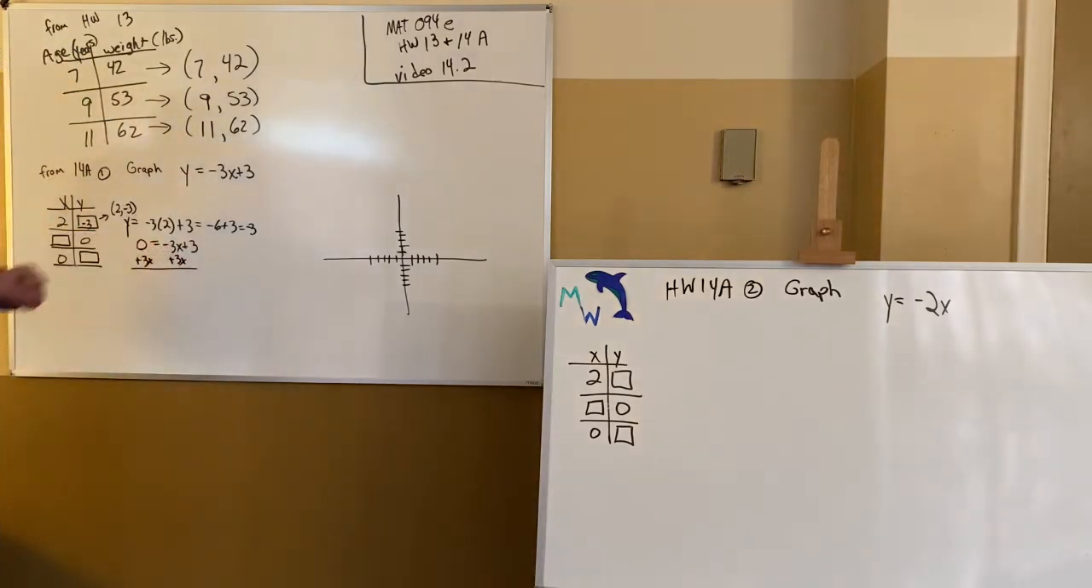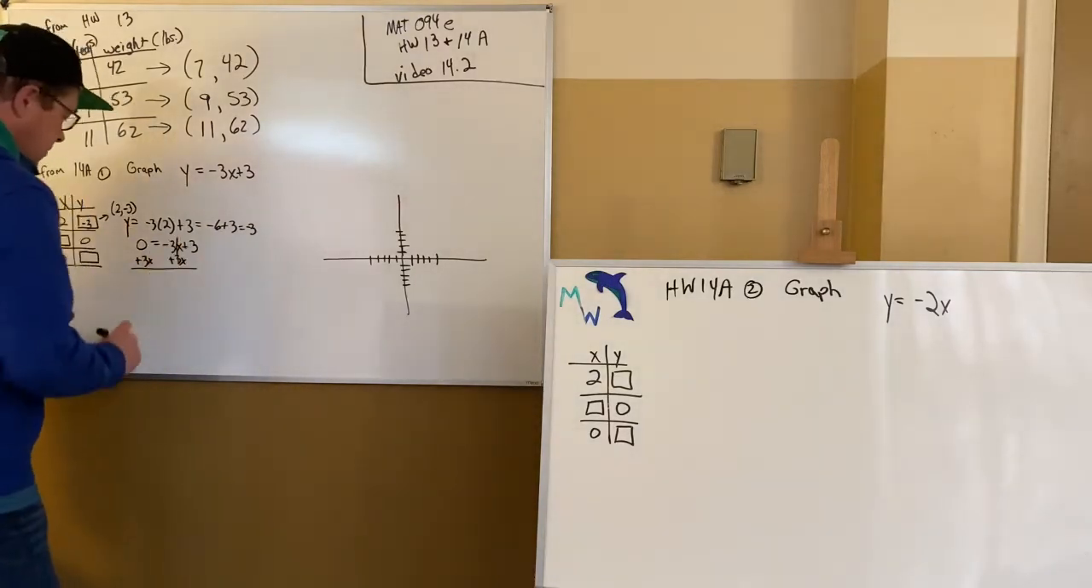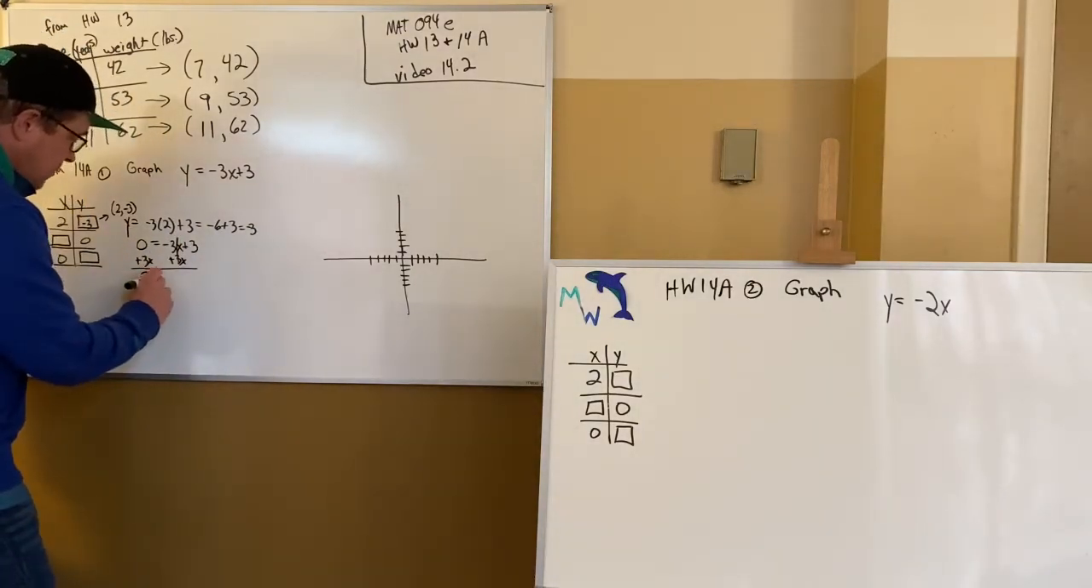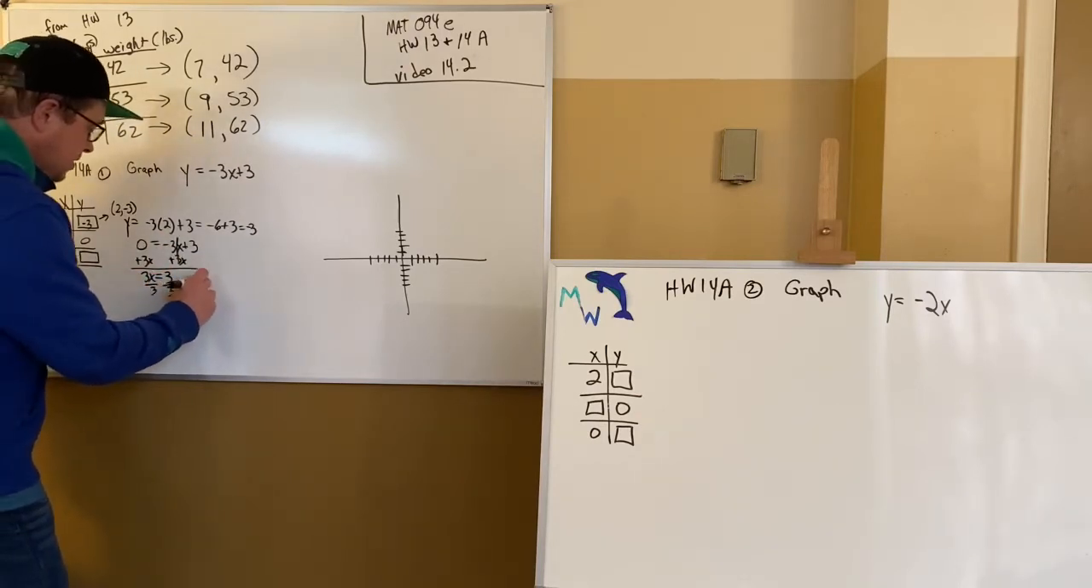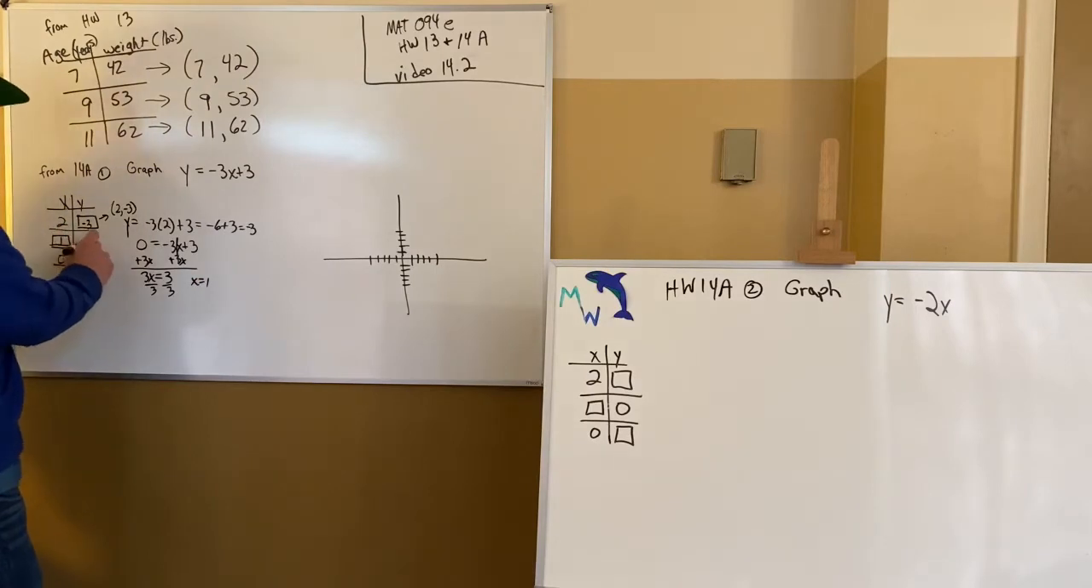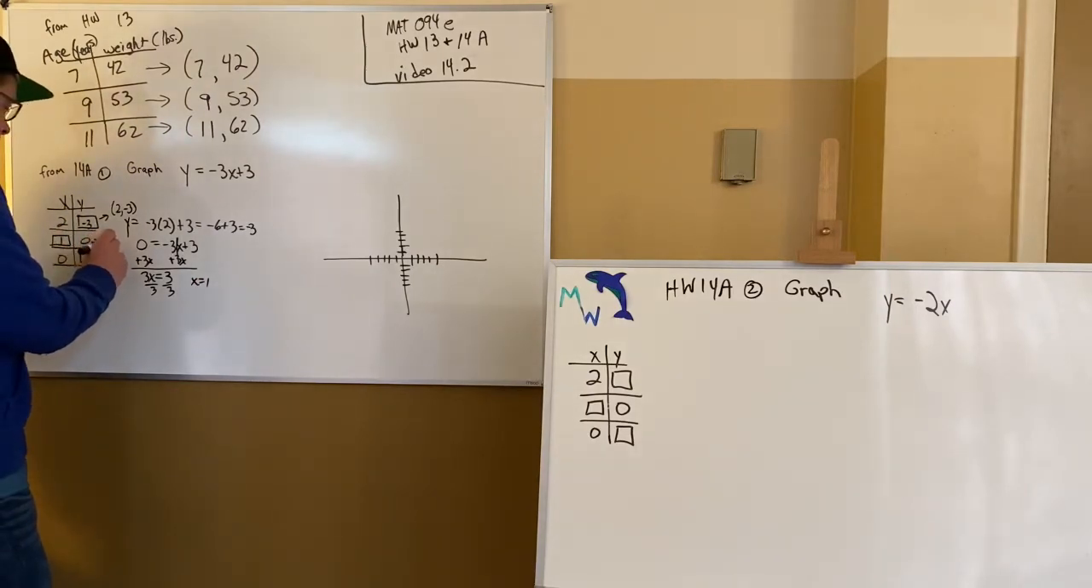I'm thinking negative 3x is worse than 0x, so I'm going to get rid of the negative 3x. 0 plus 3x will get me to 3x, and that 3 doesn't change. Divide by 3. It's like x equals 1. That goes here, creating the point 1 for x and 0 for y.